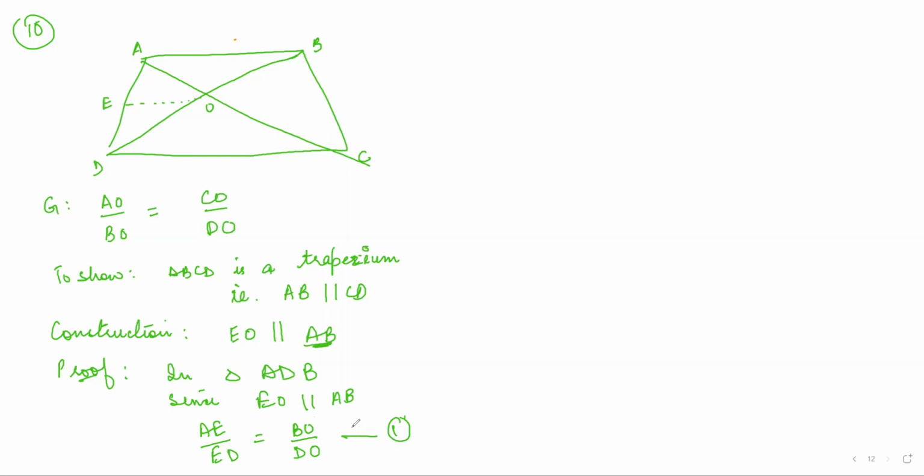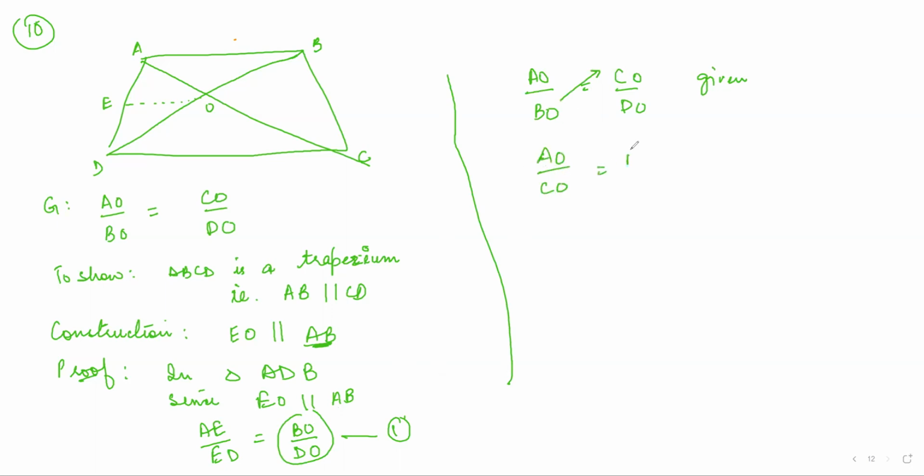By BPT. Now something is given to me. This is given: AO by BO is equal to CO by DO. This is given, right? Now on this side I have BO by DO, so I want to make it the same. What I will do is take BO to this side and bring CO here. So I can write AO by CO is equal to BO by DO. Any problem? No. Okay. Now from 1 and 2, what can I write?